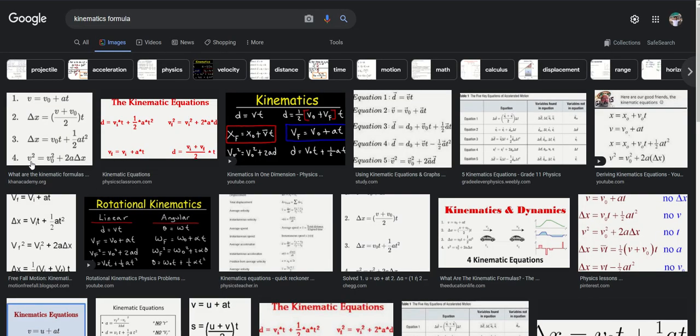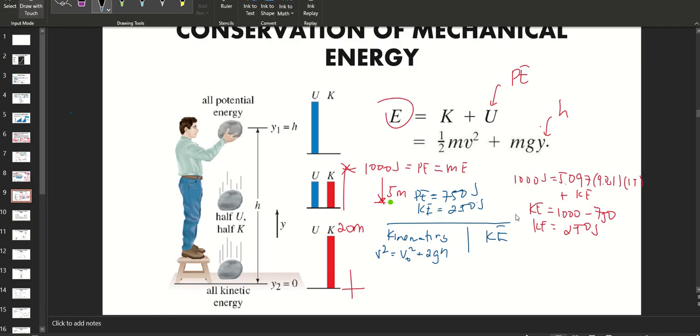Alright, so the formula is final equals initial plus ax. Let's try again. So, that is the formula. At the final, we can calculate this one, because this is what we are looking for, the final. So, v squared is equal to initial, which is already equal to 0 because we started at rest.